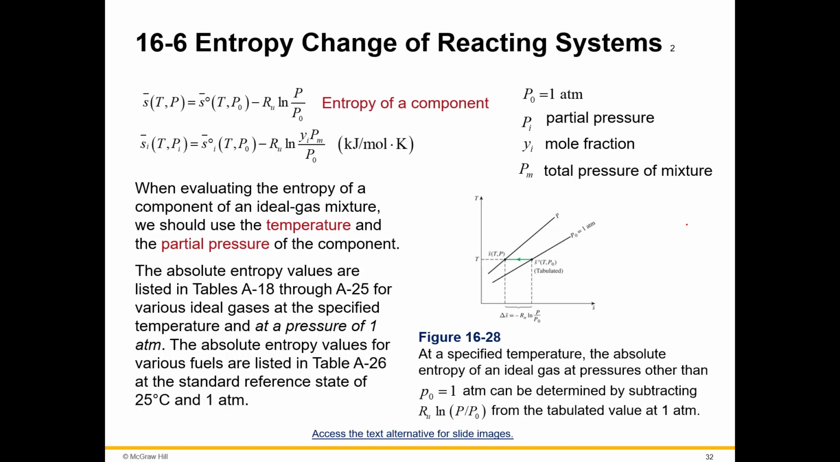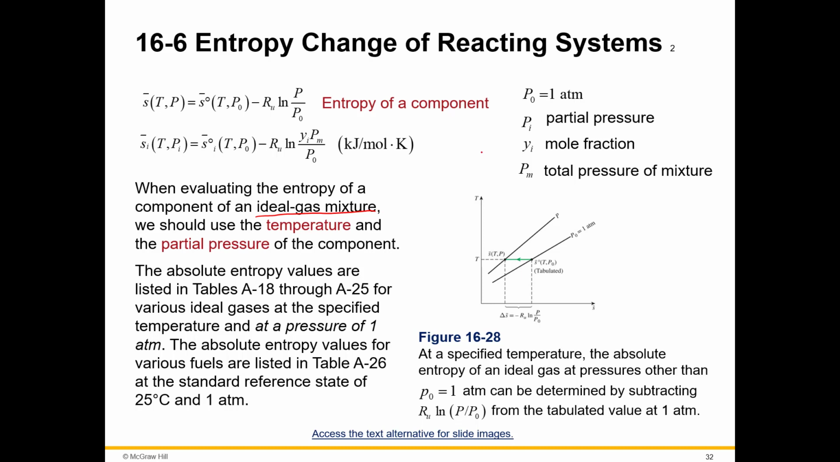But when evaluating the entropy of a component of an ideal gas mixture, we should use the temperature and partial pressure of the component. Remember, when we have an ideal gas mixture, we just talked about this in the last chapter, we need to use it on a component level, not on the mixture level. And we know that these are heavily temperature dependent. So we're going to use the temperature and then the partial pressure. Okay. The absolute entropy values are listed in tables A18 through A25. That's what we've been using for various ideal gases at the specified temperature and partial pressure of 1 atmosphere.